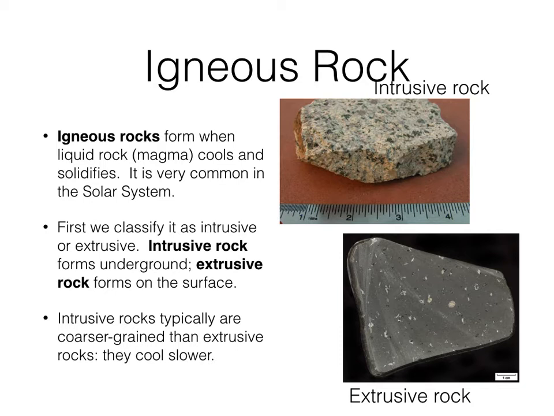You can see at the top there's an intrusive rock, at the bottom there's an extrusive rock. The intrusive rock has very distinct large grain crystals in it, and the extrusive rock is really fine grained. The difference is that intrusive rocks form underground, so they cool off relatively slowly so crystals can grow pretty big. Extrusive rocks form on the surface, so they cool very quickly, so all the crystals grow at once, so they can only get to be very small.